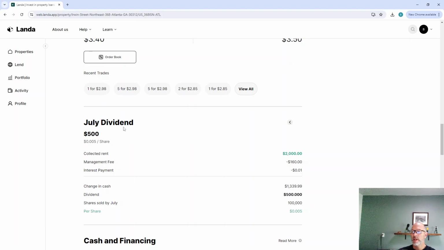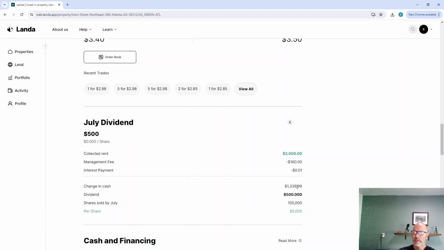So in July, they pay a dividend. They collected $2,000 in rent. Keep in mind, this is a fourplex. It should be generating at least $2,000 per unit, so you'd be at $8,000. They have not collected more than $2,000 for months and months at a time. So $2,000 a month, they had a $160 management fee. They had a little bit of interest, another question mark. What are they paying interest on? I'll get to that here in a second.